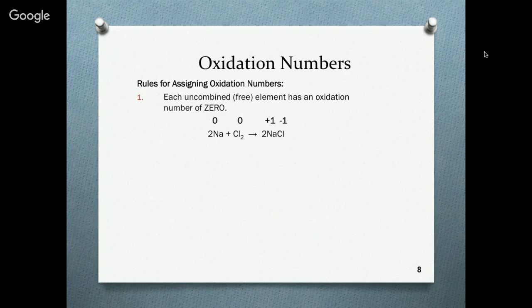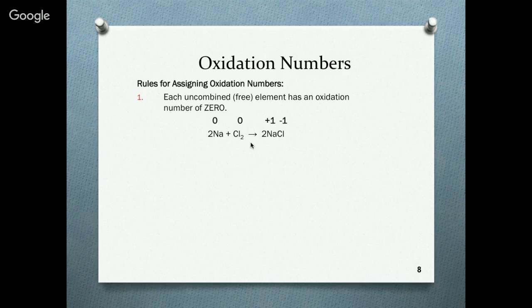All right, oxidation numbers. If you are an element and you are all by yourself, you're going to have an oxidation number of 0. So if we look at the example here, we have Na plus Cl2 gives you 2 NaCl. Na is all by itself. Since it's all by itself, it has an oxidation number of 0. So when you see an atom, anything that has no charge is going to be 0. Cl2 is also by itself, so we'll have an oxidation state of 0. So when you're all by yourself, your oxidation state is 0.